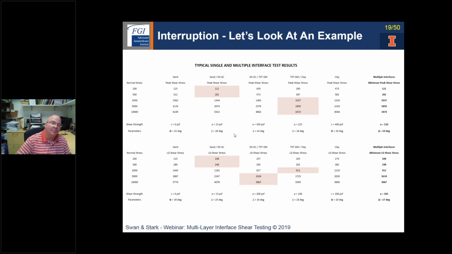And then looking at the large displacement data, you can see again how the interfaces have shifted. Now we have three: sand to double-sided to textured geomembrane, and also clay to textured geomembrane. But we'll see that actually we went from the sand to geocomposite, then to the clay geomembrane, and then to the geocomposite geomembrane. And so with that, we got a large displacement fitted envelope of an adhesion of 105 and a friction angle of 17.